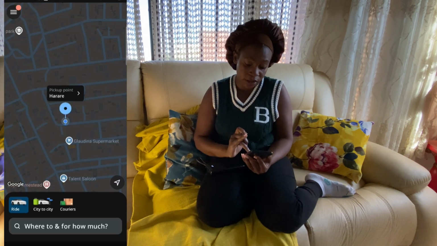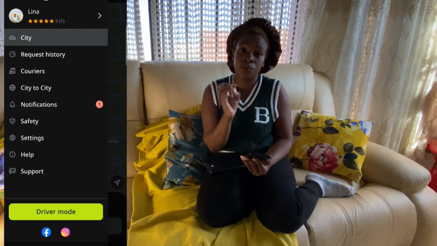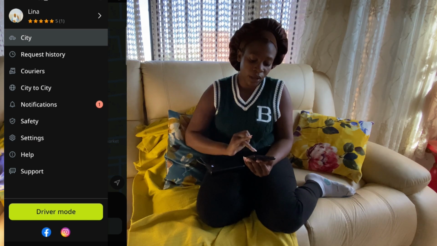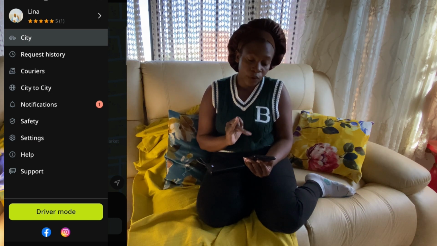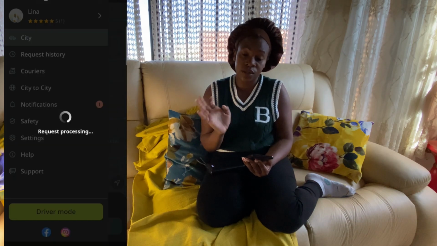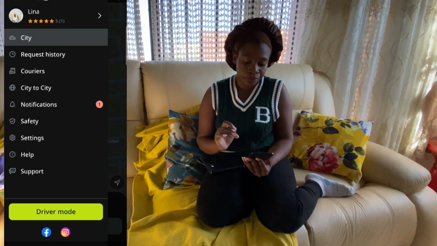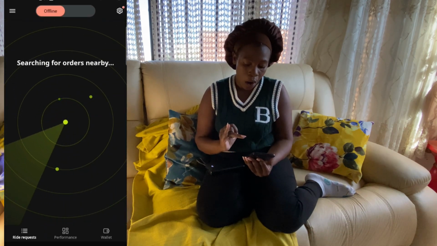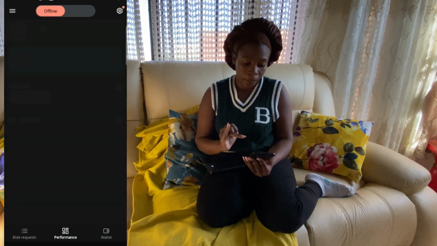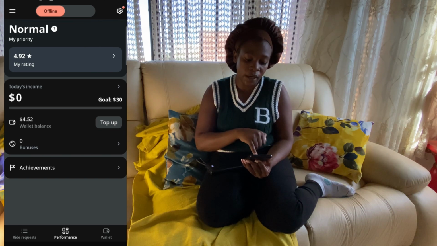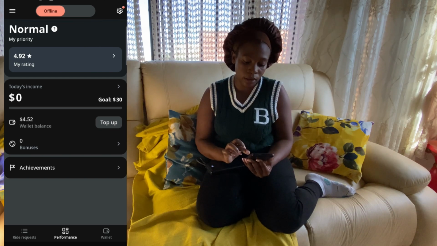Okay, it's actually on the passenger mode. The reason why I said if you want to start registering for InDrive, start with the passenger mode is you can always switch to passenger mode or driver mode. You can always do that. So you really need to register as a passenger first, then you switch back to the driver's mode. My rating is 4.92, and I wanna go on my income.